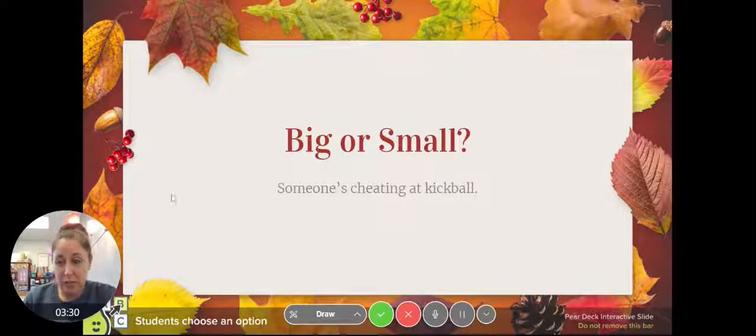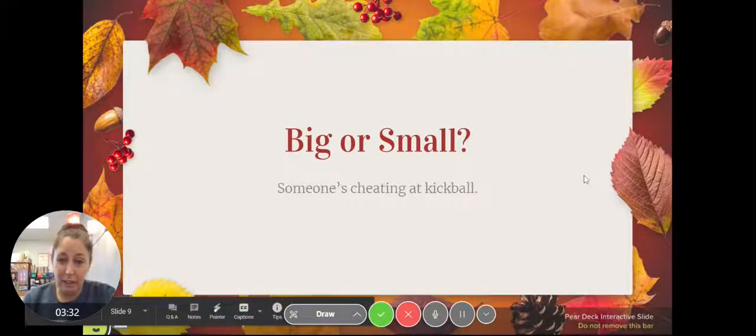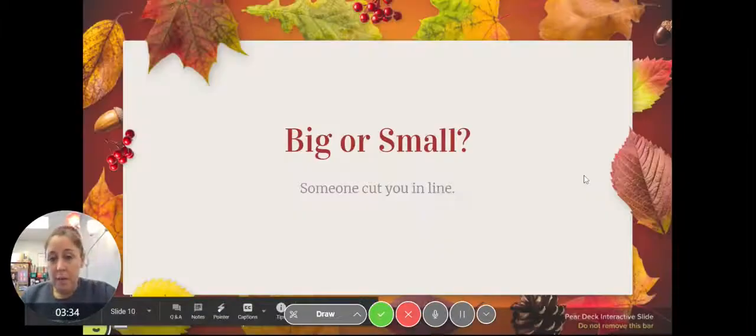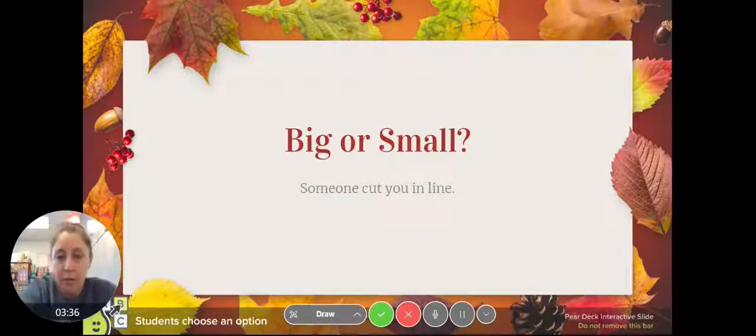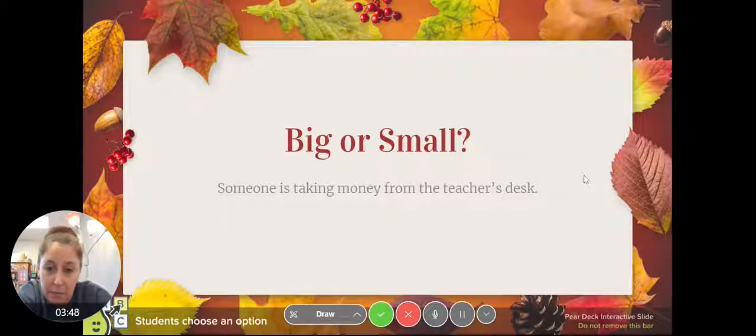You just have to either play a different game. Is this a big or small problem? Someone cuts you in line. Now, this happens a lot when you're at school. When you're at home, probably not, because you don't have a line unless you have lots and lots of brothers and sisters. So that's a small problem.